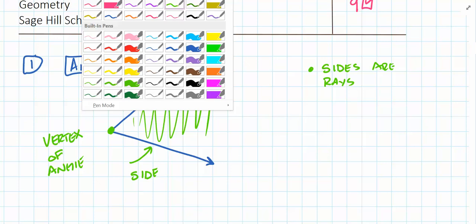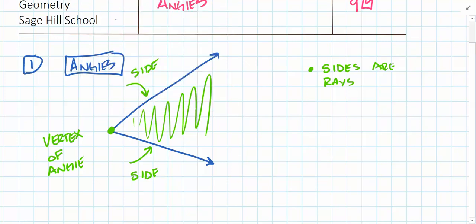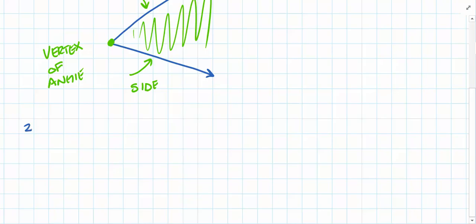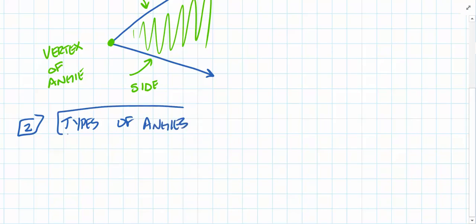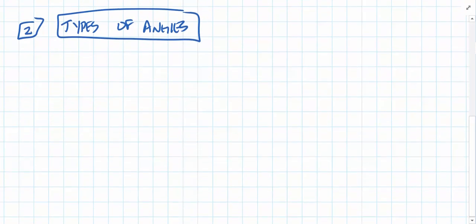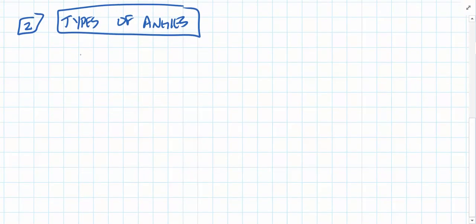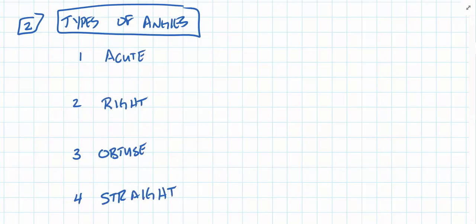All right, back to blue. We're on the second box. Look at that. Let's talk about types of angles. Alright, and for us right now, there's going to be 4. 1, 2, 3, and 4. So you guys nailed it. These are the 4 types of angles that we're going to be talking about today.